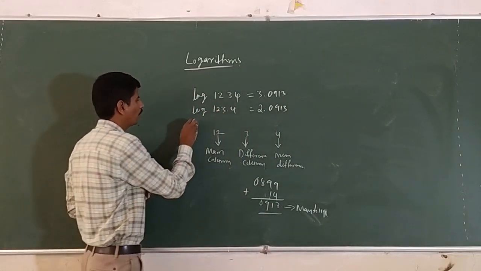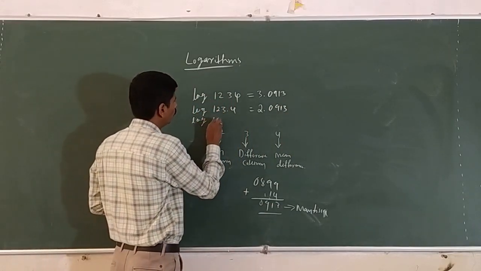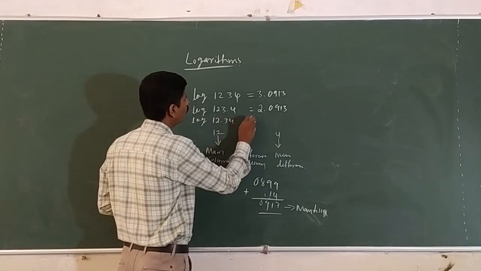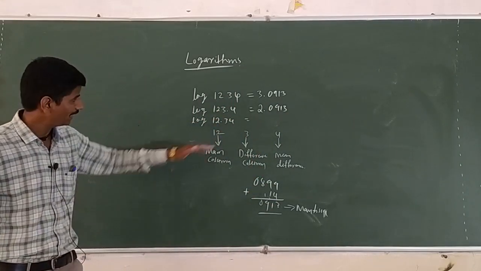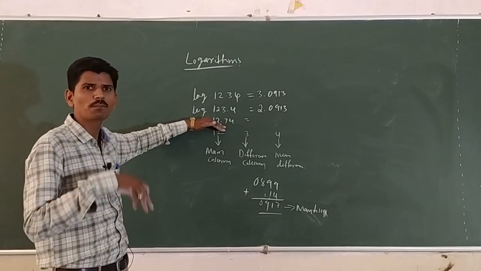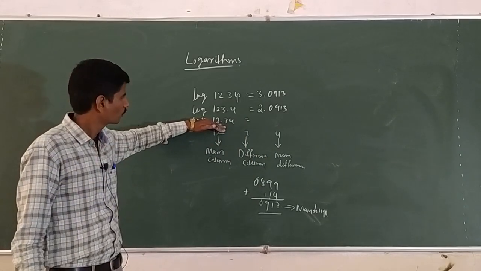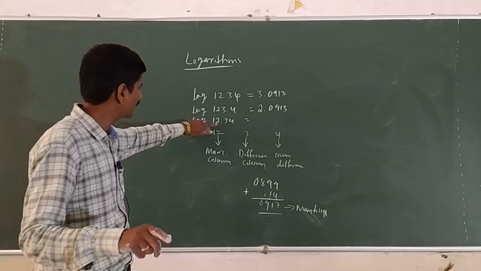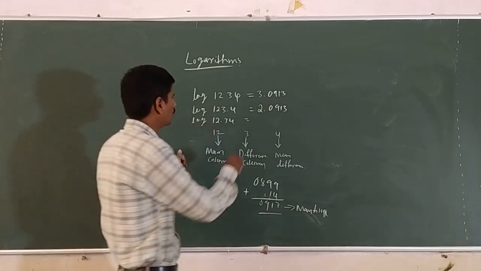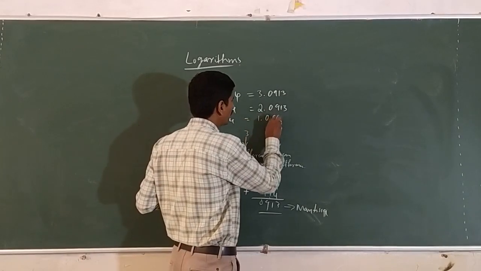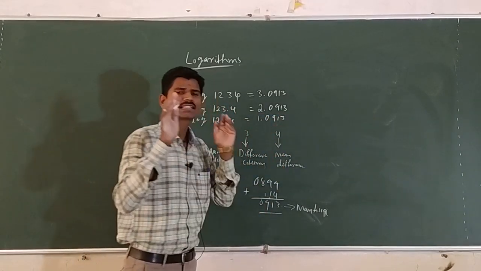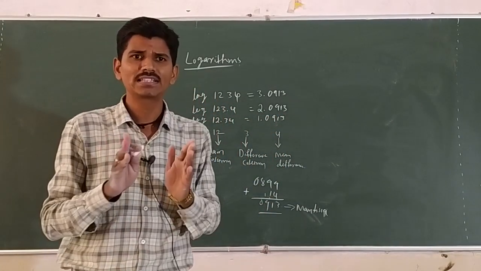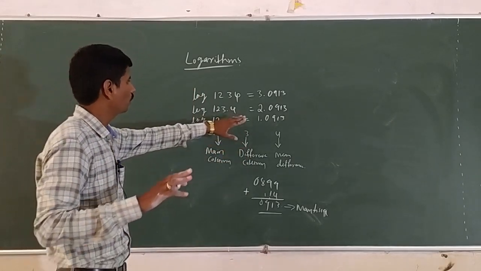Next, find the log of 12.34. The number of digits before the decimal point is 2. In logarithm, number of digits minus 1, so 2 minus 1 is 1. So it is 1.0913. The Mantissa is always the same.